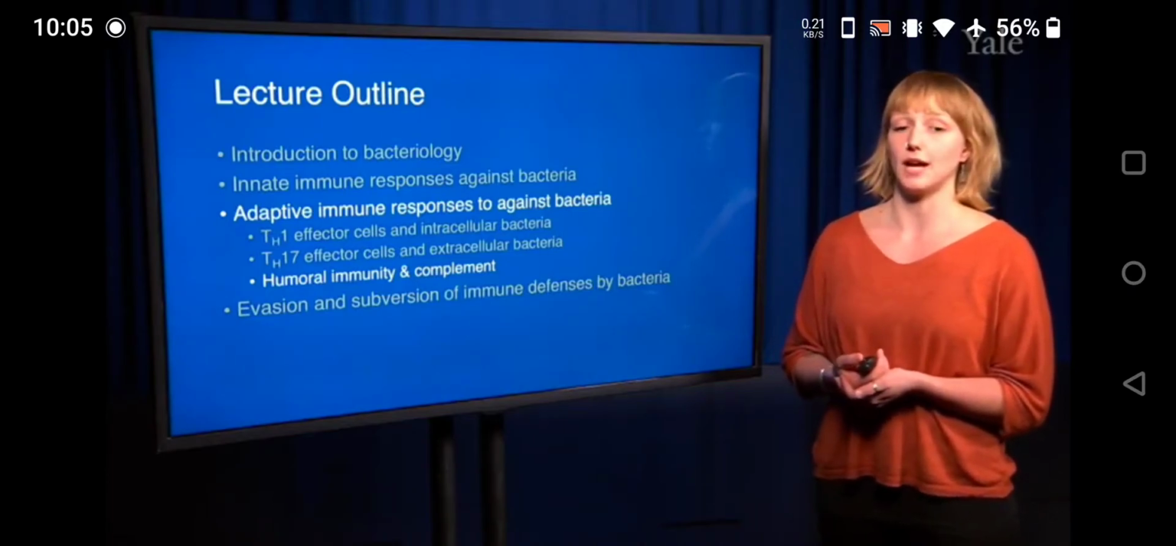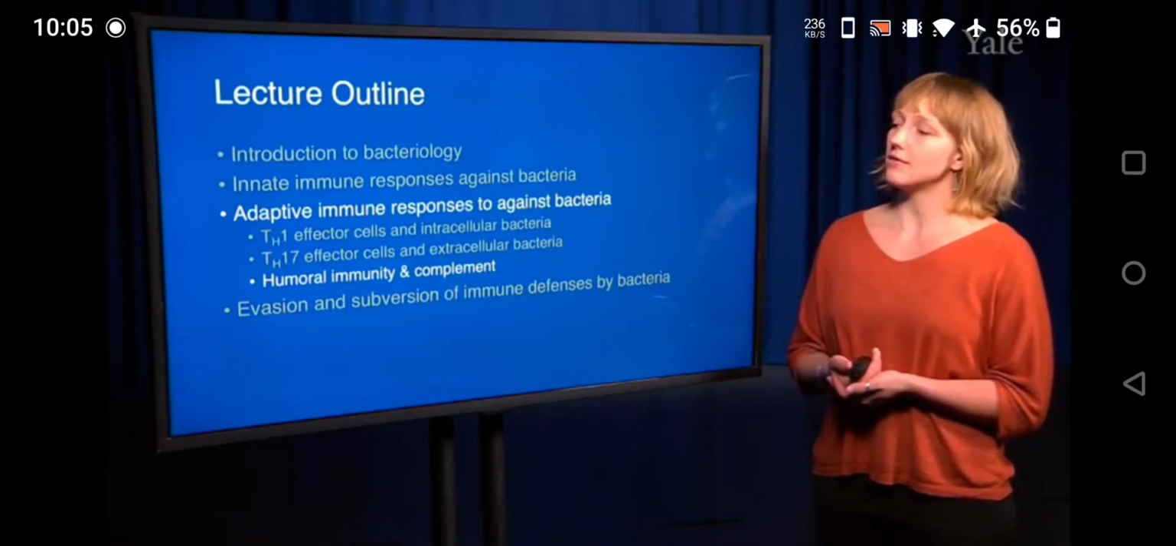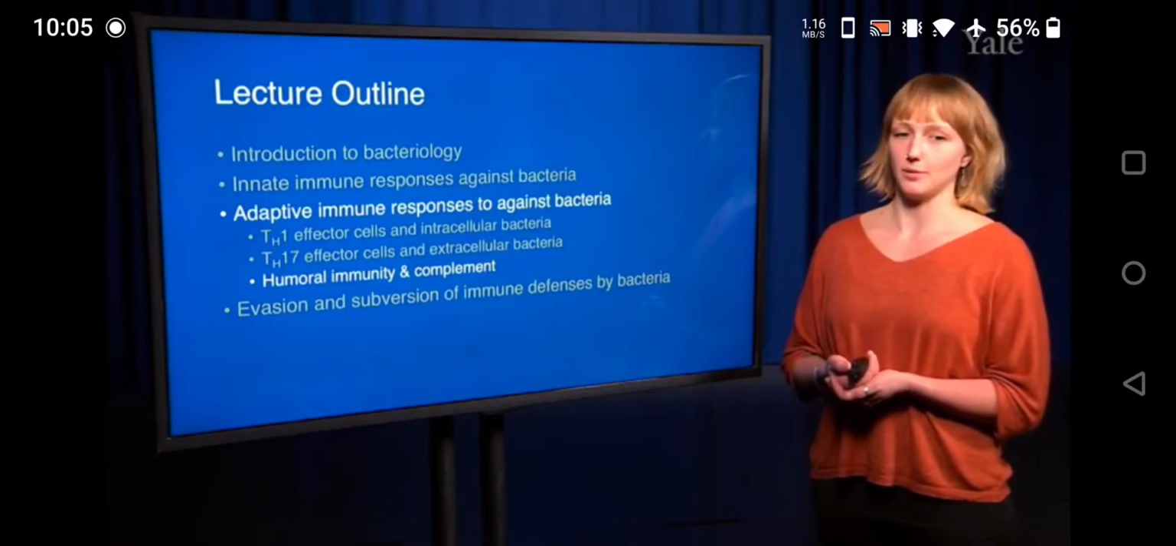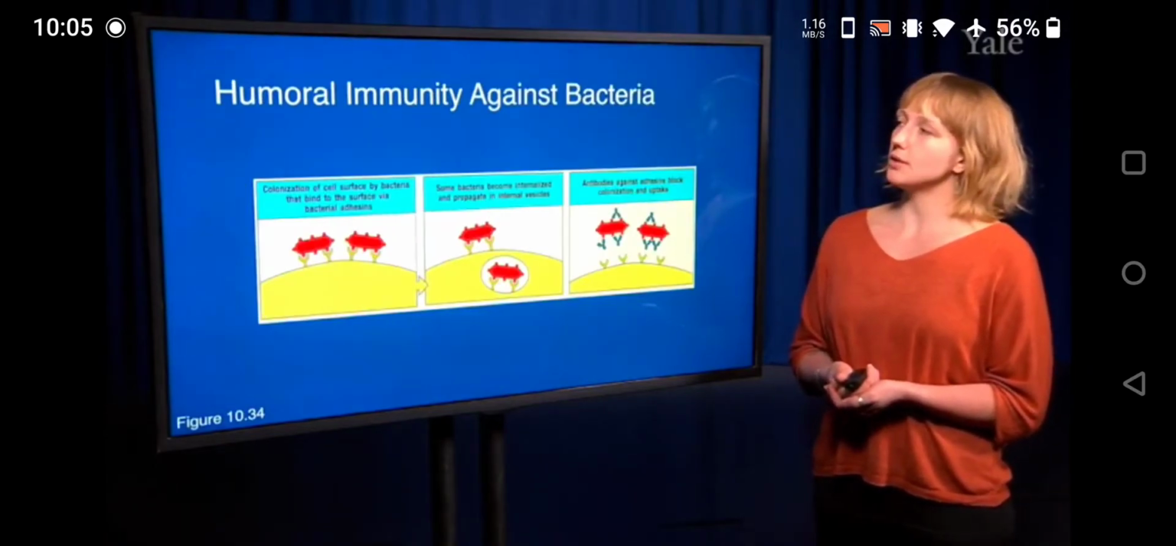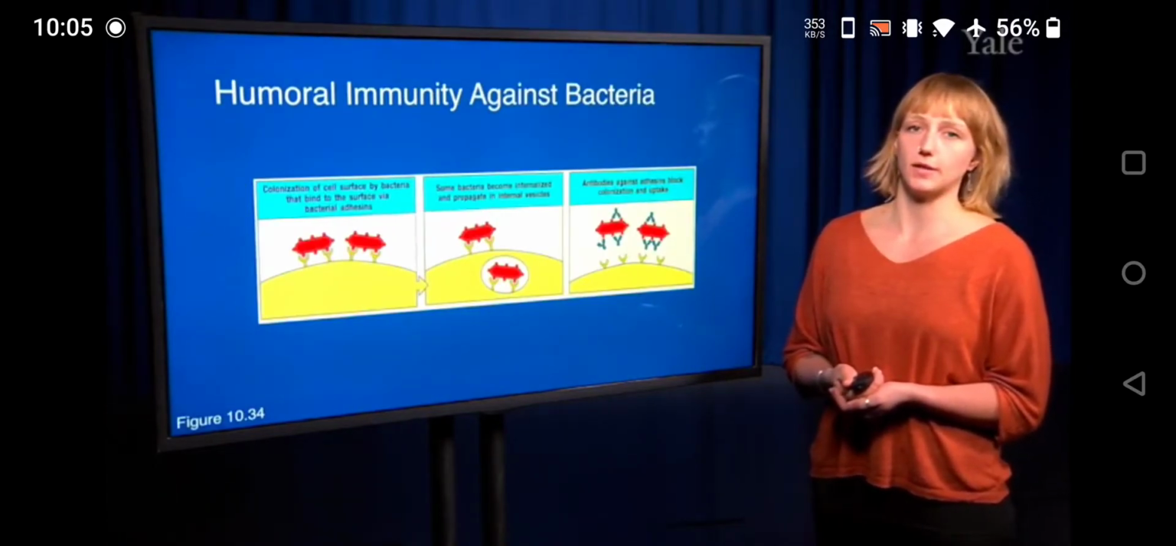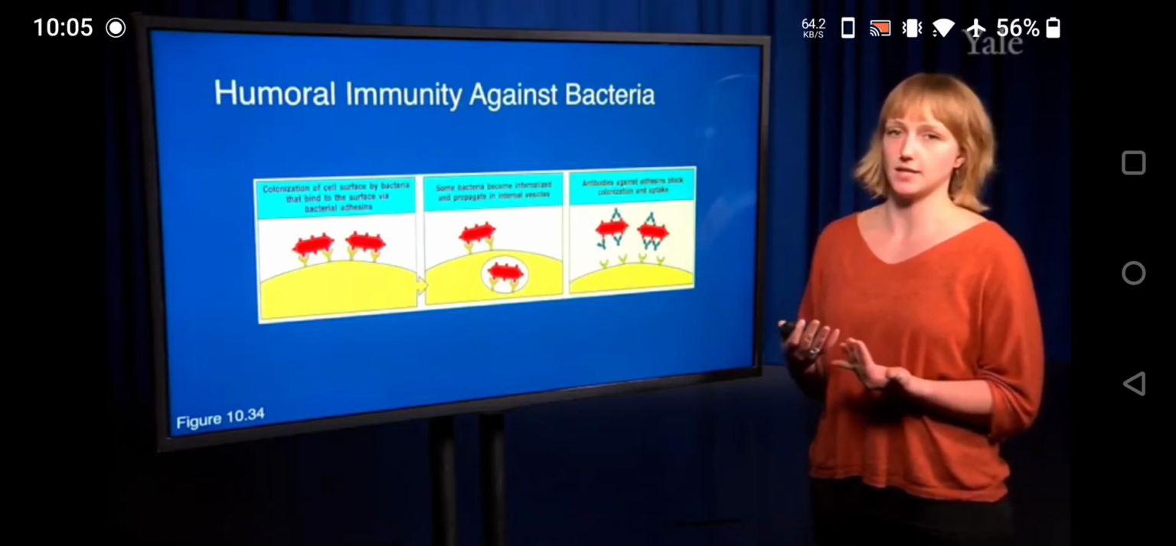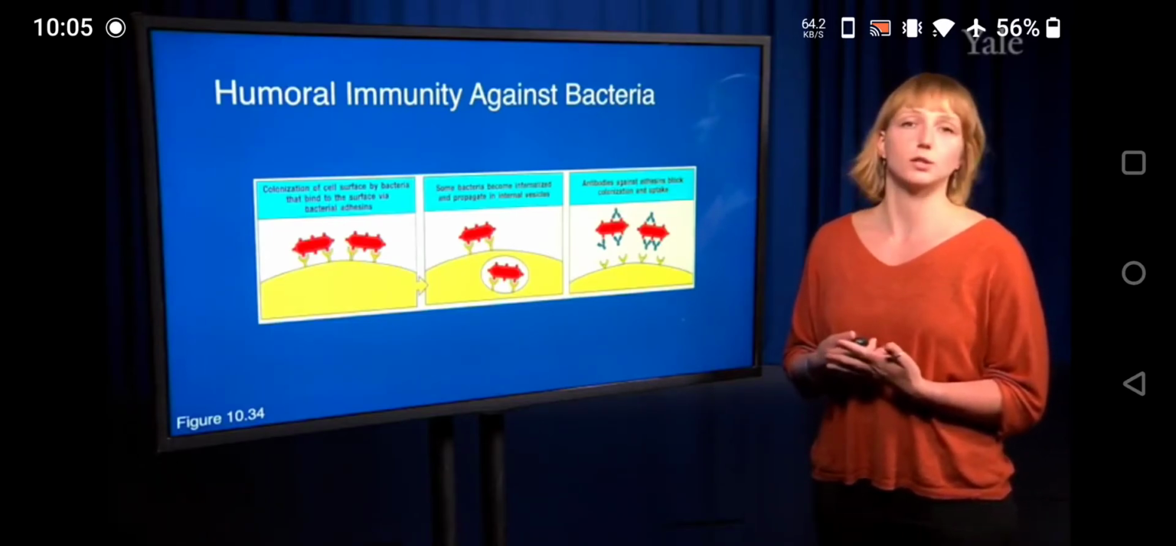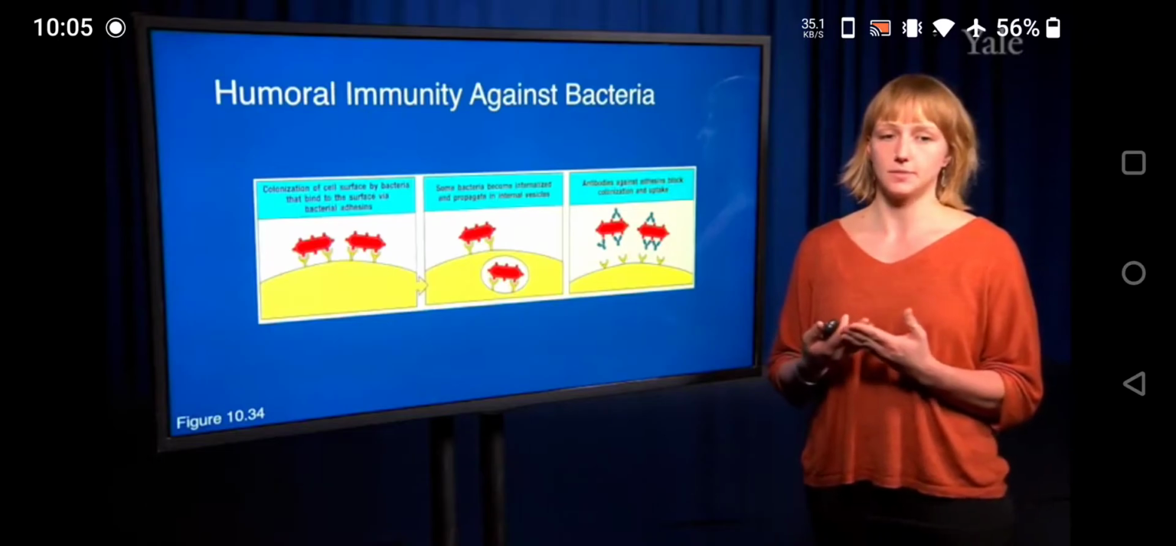both intracellular and extracellular, let's dive into humoral immunity and complement. Now, humoral immunity against bacteria, or the generation of antibodies against bacteria, is very critical for a variety of different reasons.